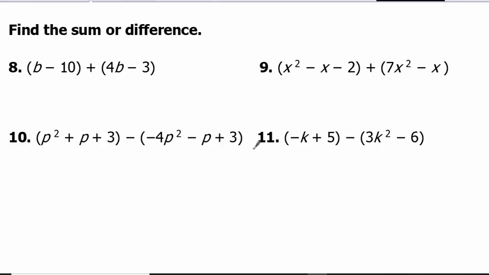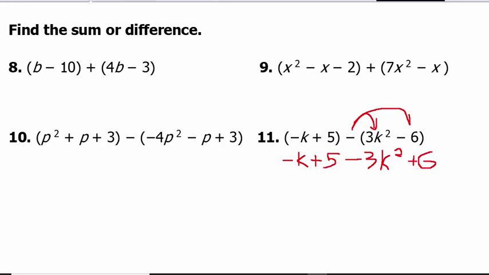Let's take a look at problem 11. I'm going to get rid of the parentheses on the first set, and they look okay as they are. I need to distribute here. That's going to give me negative 3k squared and plus 6.